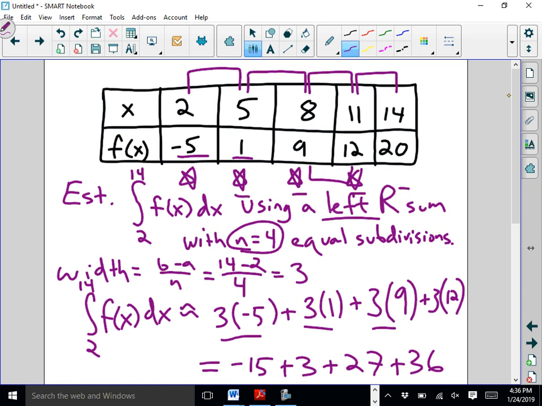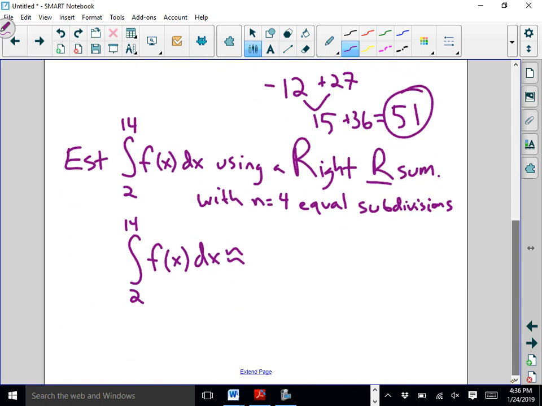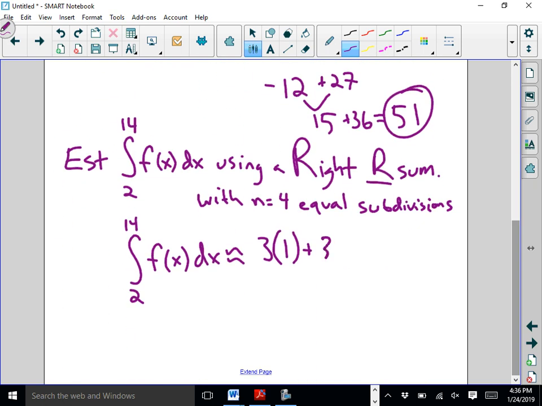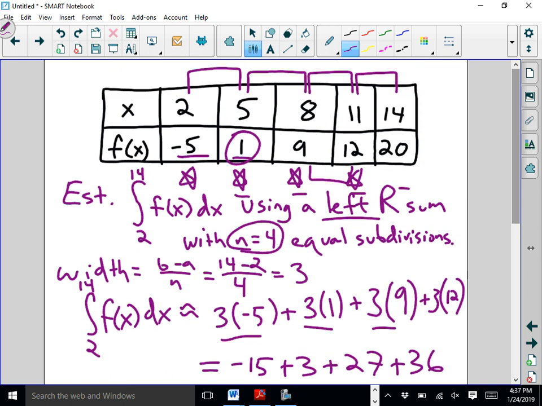So this is going to look like this. 3 times 1 plus, right? So now I'm using the right number for this first subdivision. Then I'm going to do 3 times 9, then 3 times 12, then 3 times 20. Okay? So I'm using all of those numbers. For each subdivision, I'm using the number on the right, 1, 9, 12, and 20.